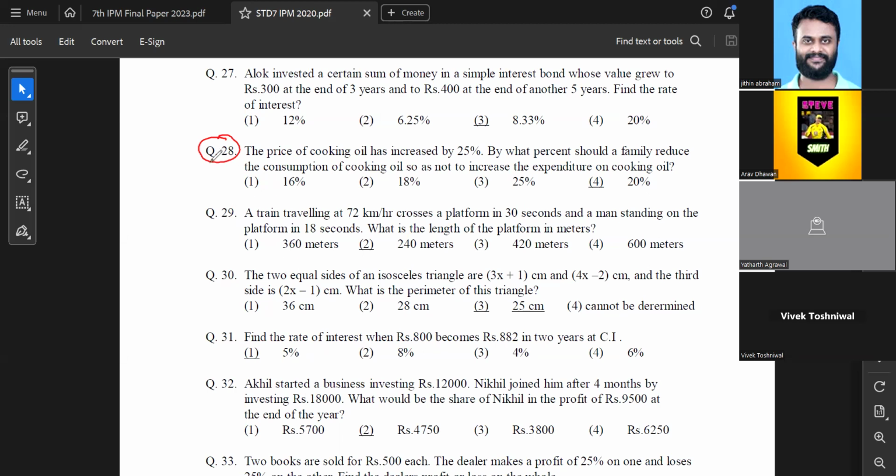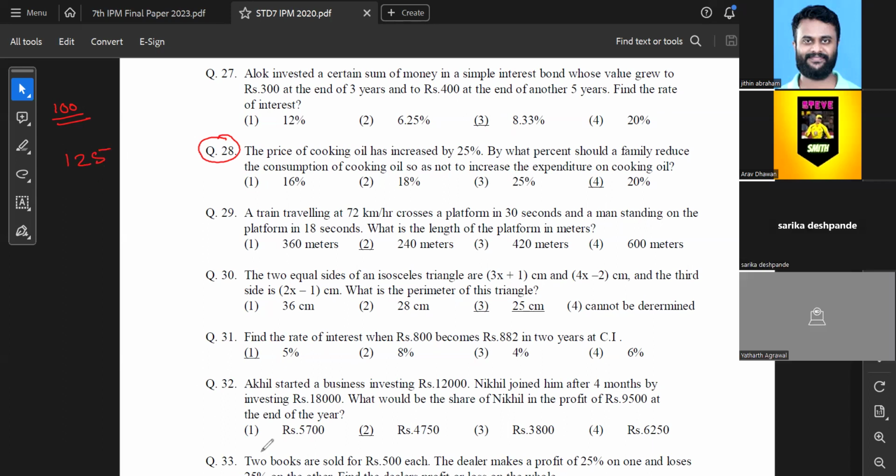So guys, 28th problem, let's start doing that. The price of the cooking oil has increased by 25%. By what percent should the family reduce the consumption of oil so as not to increase the expenditure on oil? So they want to keep the cost constant. Since nothing is mentioned, let us consider with the help of 100. Initial cost was 100. Now the price of the cooking oil is increased by 25%, so the current cost is 125.